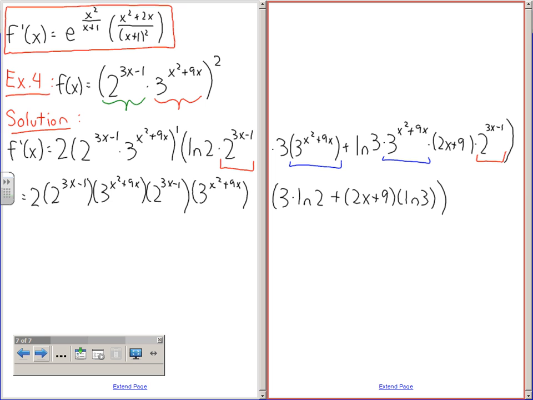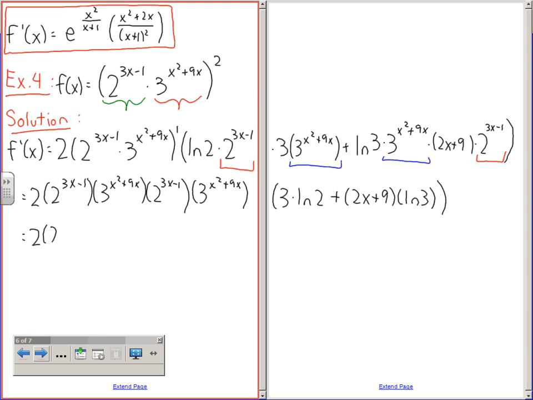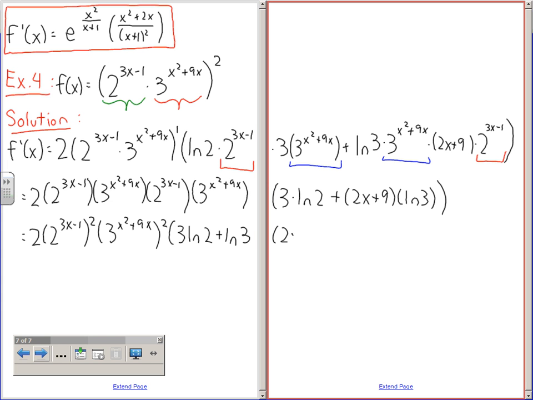I'm going to call this 2 times (2^(3x-1))^2 times (3^(x^2+9x))^2 times (3 ln 2 plus ln 3 times (2x+9)). And that is pure beauty.